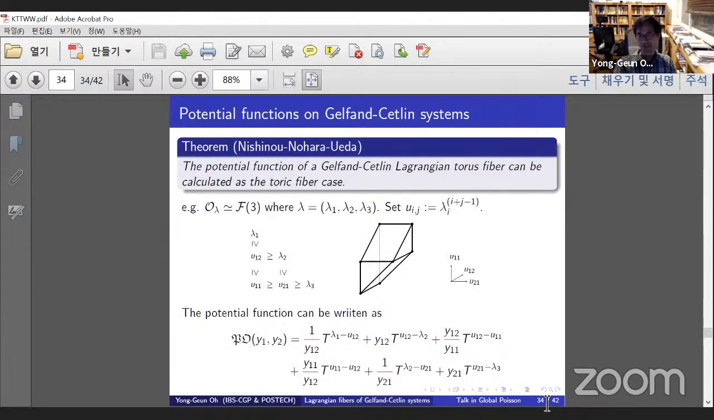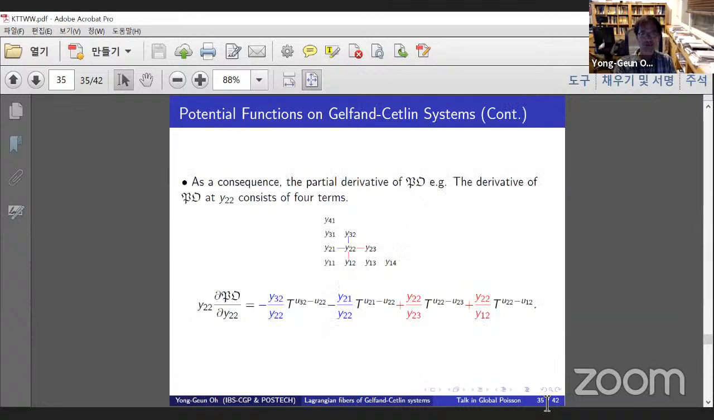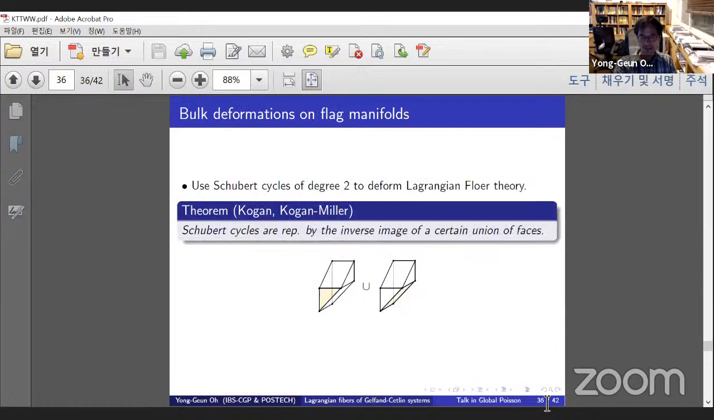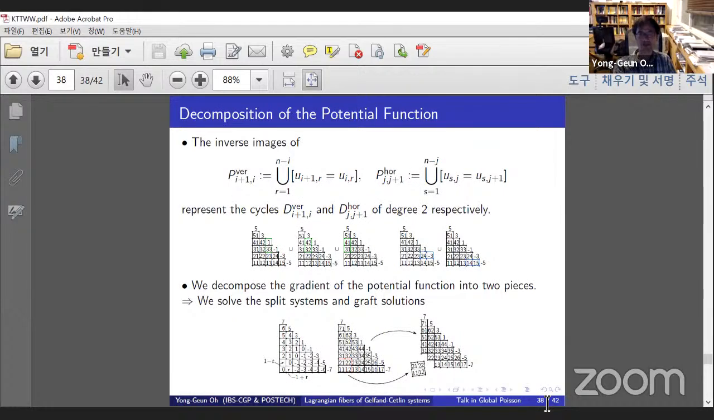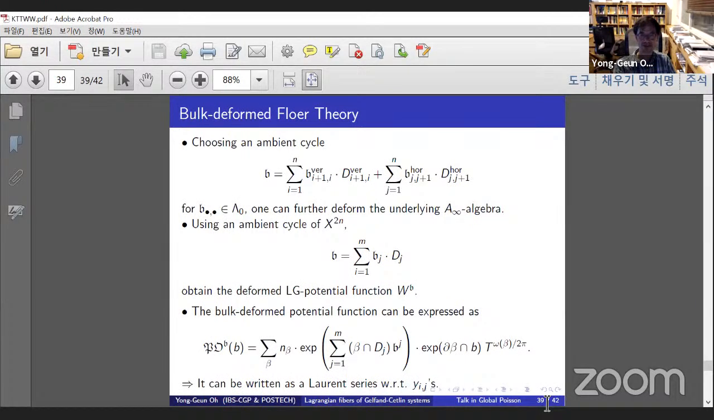Here is the Gelfand-Cetlin polytope, and similarly you can write down this potential function in a similar way and compute those. In this Gelfand-Cetlin case, the detection of the fiber that carries a critical point is much more complicated. Sometimes you cannot find a critical point unless you further deform using the bulk parameters. This requires some study of what kind of ambient cycles you are going to choose, and this involves particular Schubert cycles as the bulk deformation parameters, using bulk deformation of Floer theories.